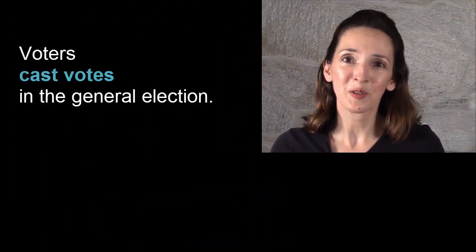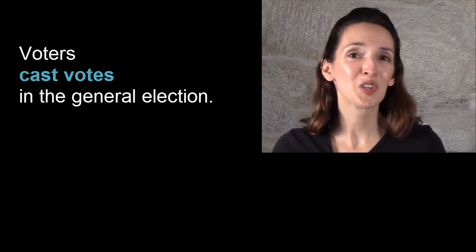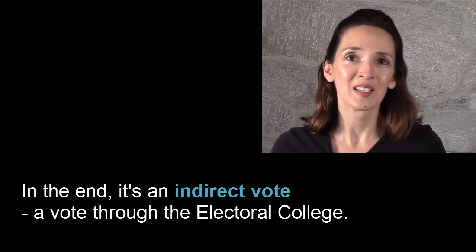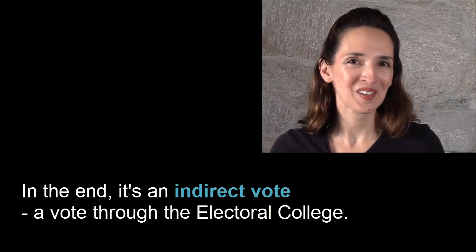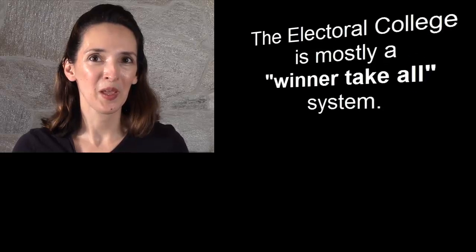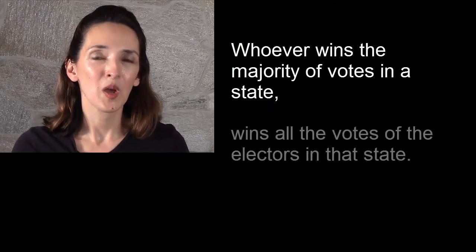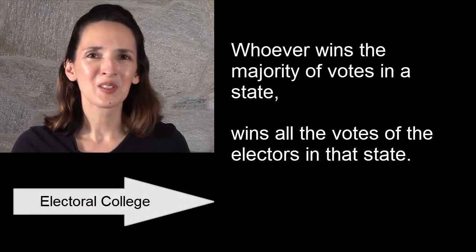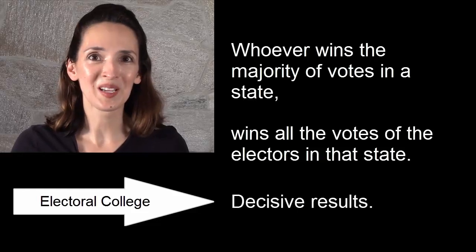Each voter casts a vote, and that vote does count in the general election. But in the end, it's an indirect vote, because a president is elected by the Electoral College. The strange thing is that a presidential candidate could lose the popular vote but be elected by the Electoral College. That's because in almost all of the 50 states, it's a winner-take-all system. Whoever wins the majority of votes wins all the votes of those electors in a state. So the results of the Electoral College are usually more decisive.